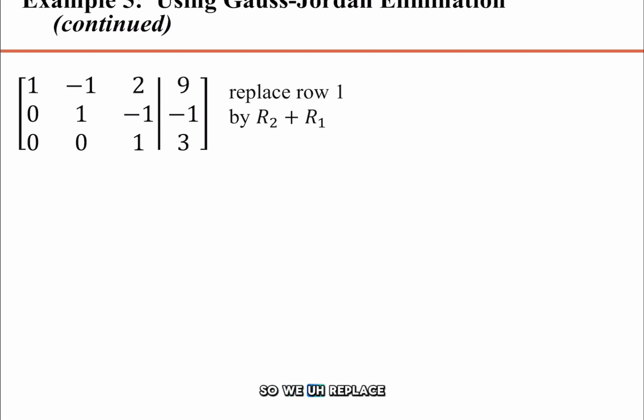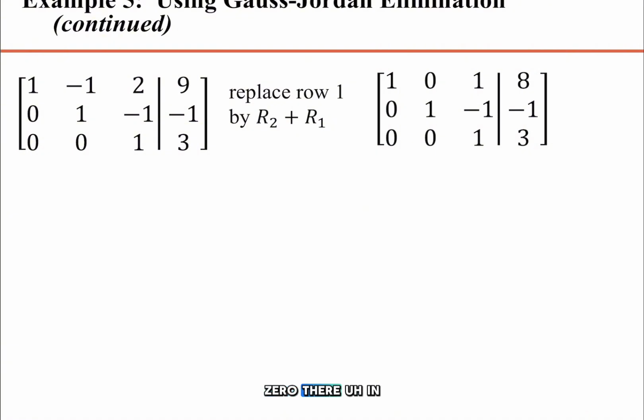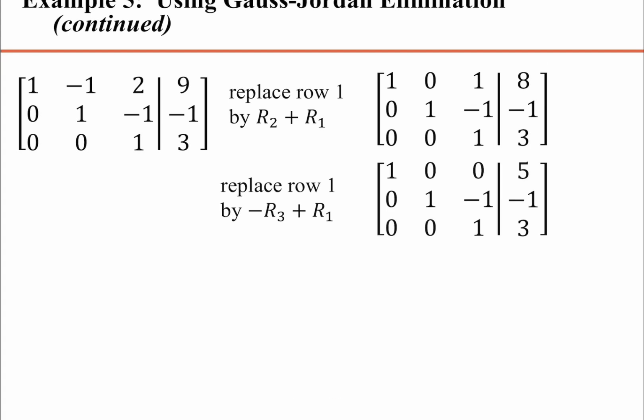So we replace row 1 by adding row 2 and row 1. Now we have a 0 there in the second column. Then we can replace row 1 by multiplying -1 to row 3, right? We're adding it to row 1, but we're going to place it in row 1. Now we have zeros in the first row, second and third column.